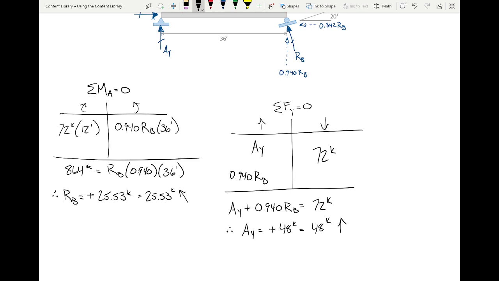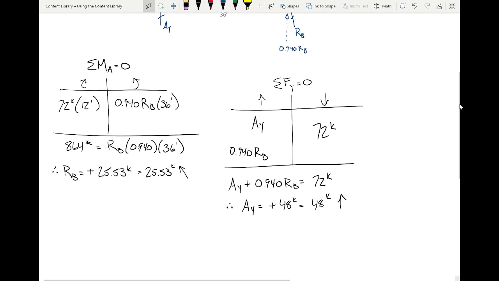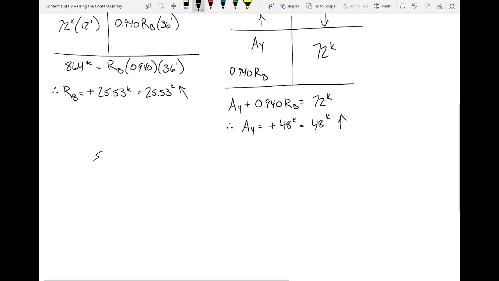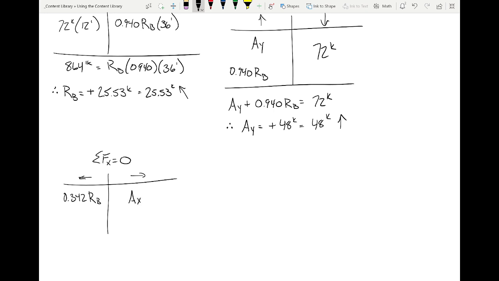All right. Now, when we do sum of forces in the x direction, I am going to have to scroll a little bit. All I'm going to have is that and that in equal and opposite directions. So if I sum forces in the x direction, what do I got? I've got 0.342 RB and AX. And so we know what RB is. What is AX?